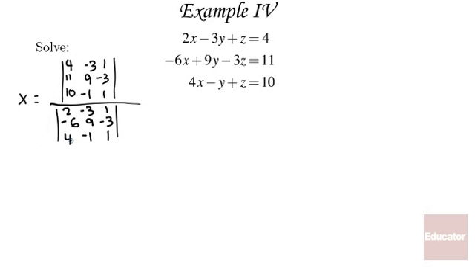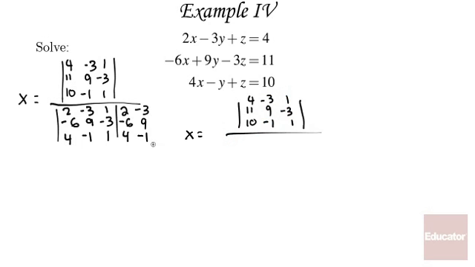I'm going to use the diagonal method. So I'm going to rewrite these first two columns: 2, negative 6, 4, negative 3, 9, negative 1. Okay. After I've done that, just going ahead and rewriting this. So I'm not working with the numerator yet. I'm just going to leave that like this. And I'm only finding this determinant in the denominator.